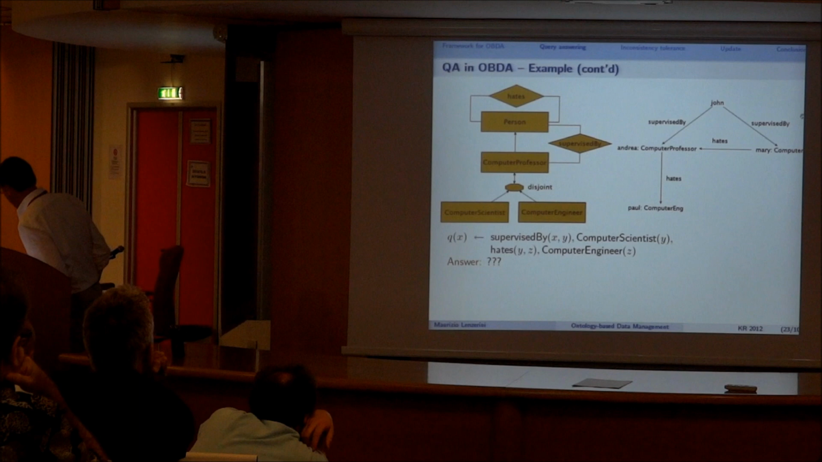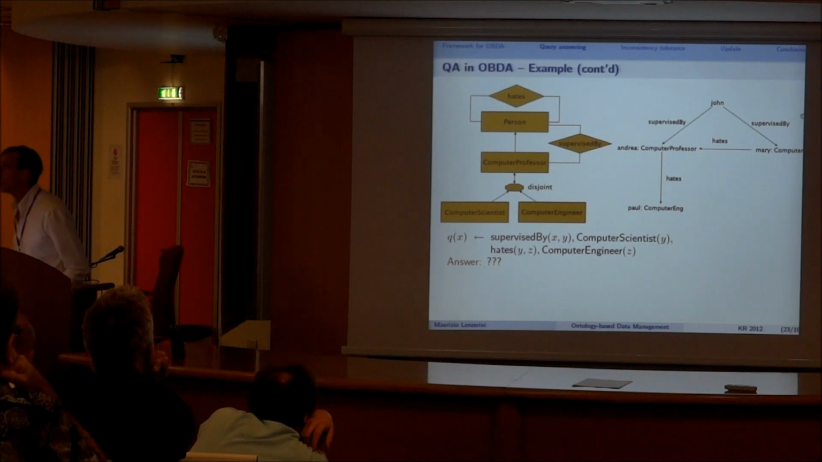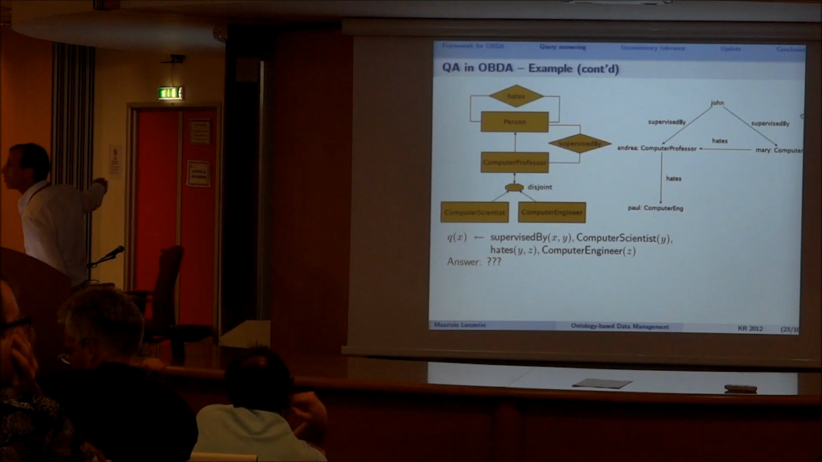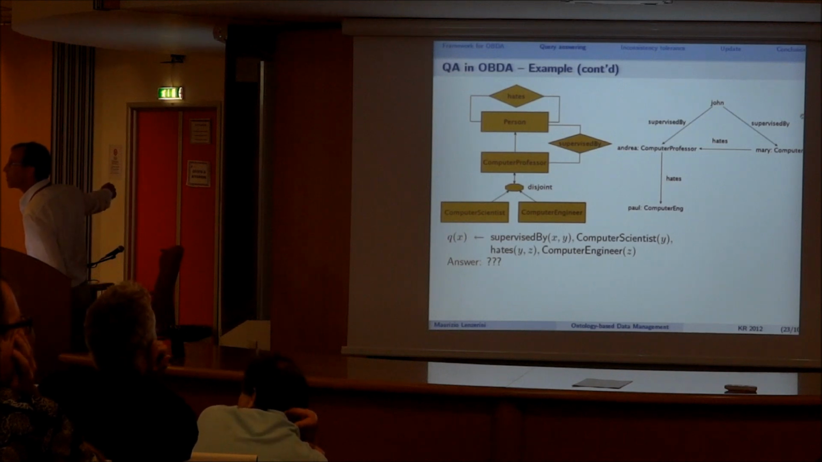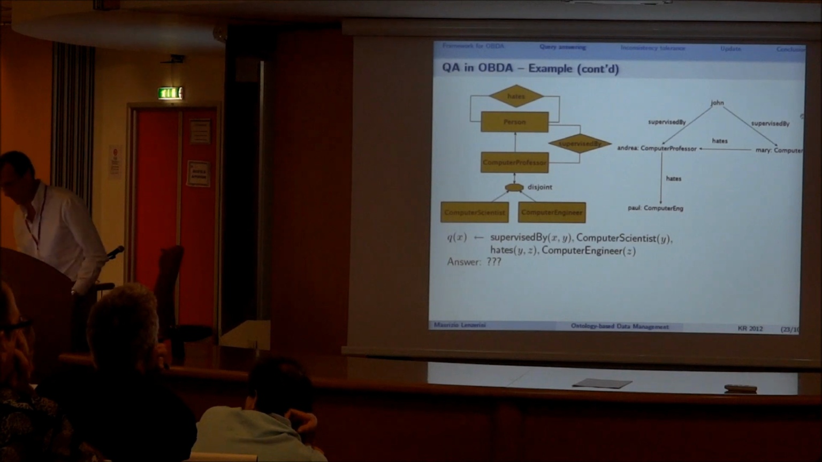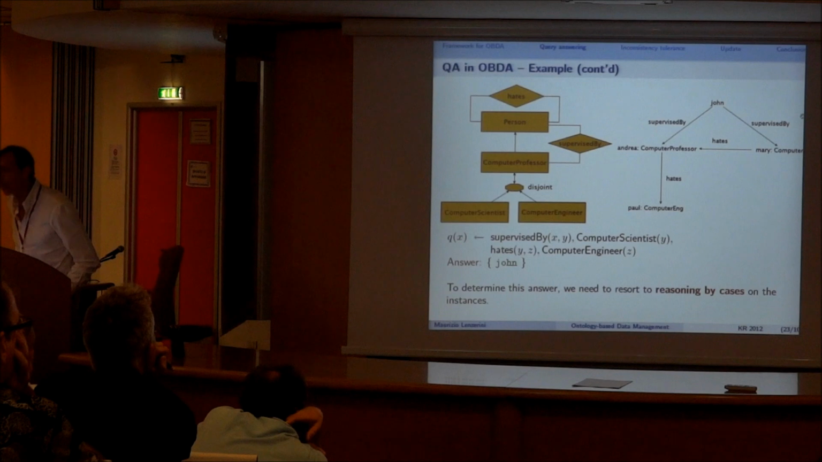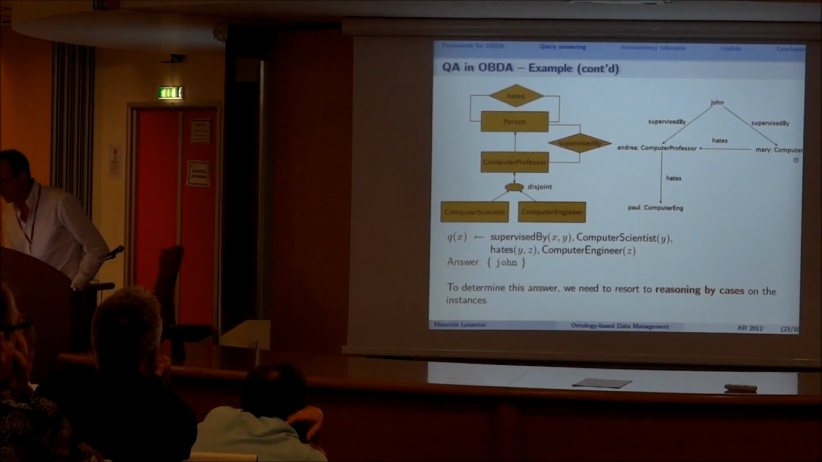So the point is that although it might seem that no one satisfies the query, because if I try to substitute the various objects for the variables, I do not find any substitution that works. The problem is that the answer is John. And why is it? Because I know that Mary is a computer engineer, or a computer scientist, anyway.